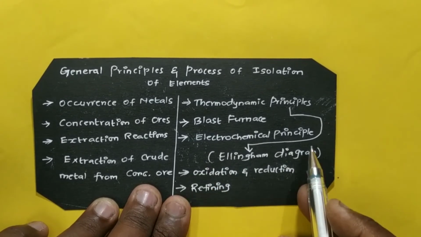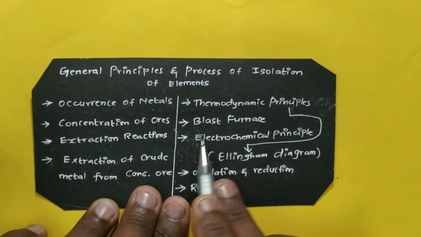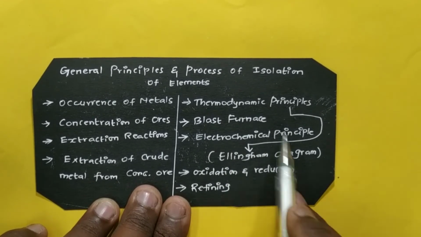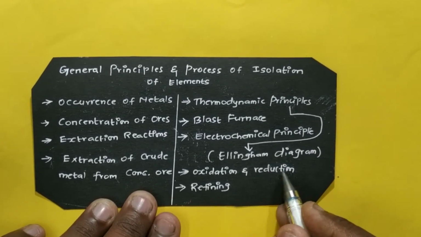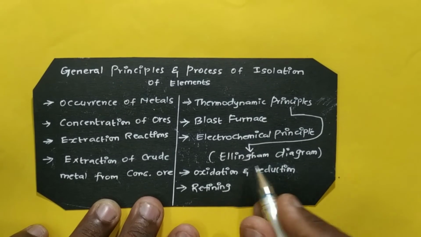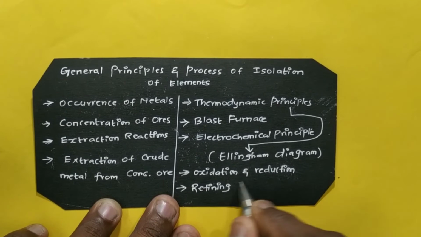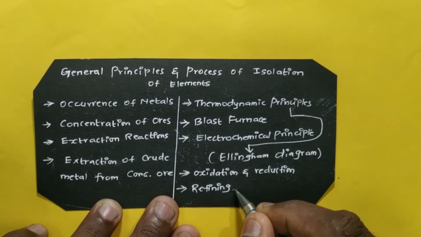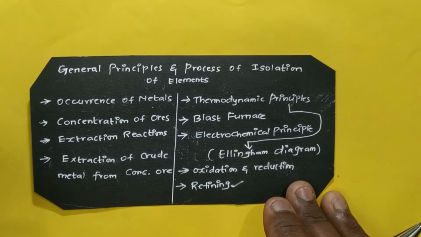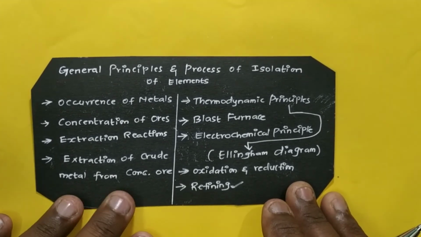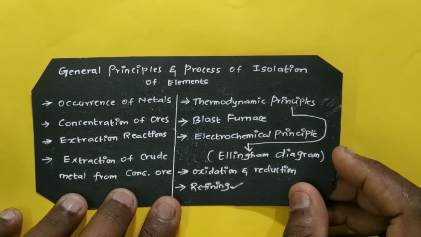Then electrochemical principles. Here, what kind of metals, the more active metals, can be extracted by using the electrochemical principle. That kind of method they'll be asking. Then oxidation reduction reactions of metals like roasting, calcination, etc. From that area also you can expect questions. Then refining. This is a very important one. From this you may expect questions on definitions, like what is zone refining. You may expect that kind of questions. Okay.